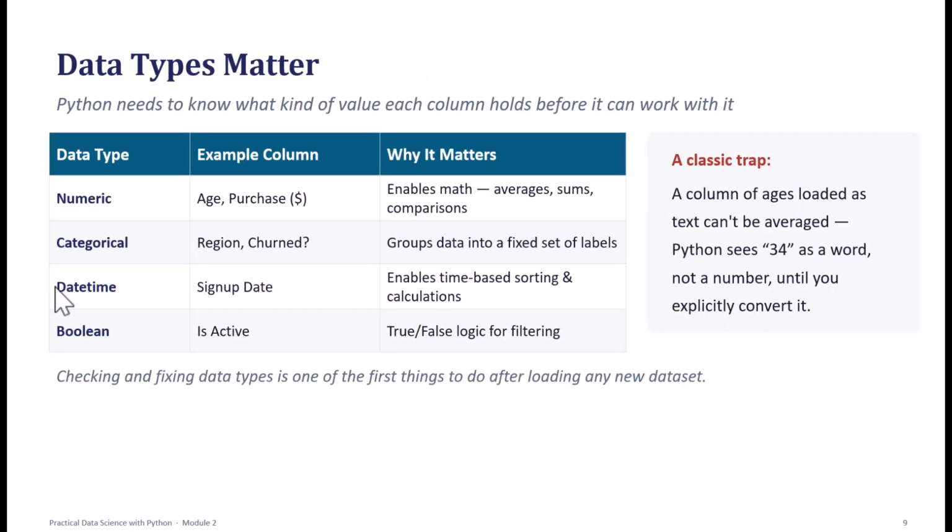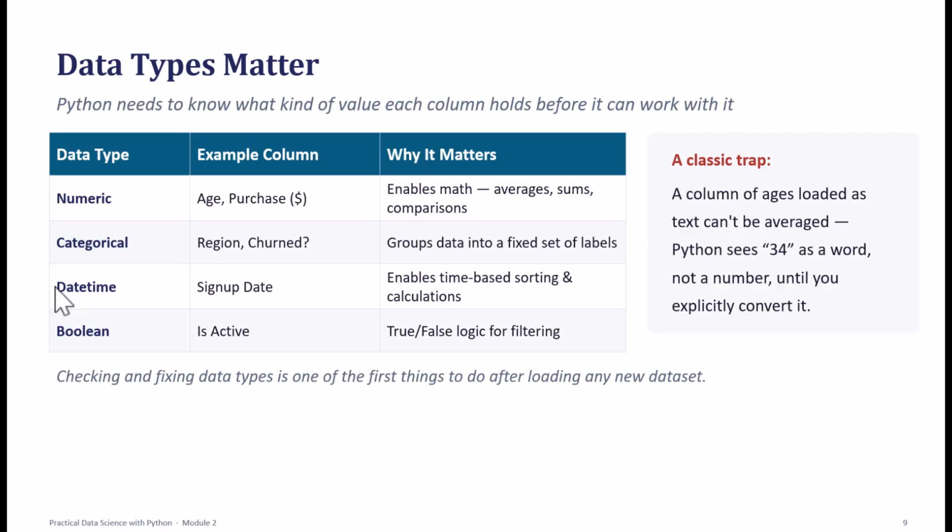And after that, the data types we deal with in Python. When you come to data science, we have some data like numeric data, like age, purchase. This enables math, average, sum, comparison to happen. We have categorical data, okay, which is grouping data, for example region, which groups data into a fixed set of labels. We have date time, sign-up date, for example, which enables time-based sorting and calculations. We have Boolean, which is either active, inactive, yes or no, true or false, and so on. These are logic for filtering. So we need to check and fix them properly.